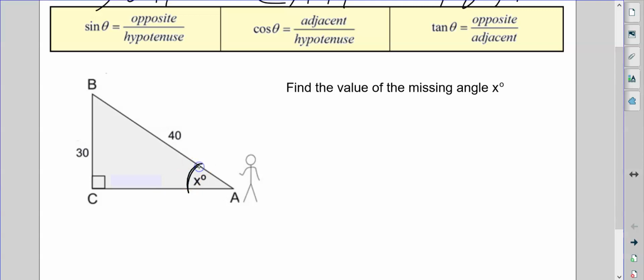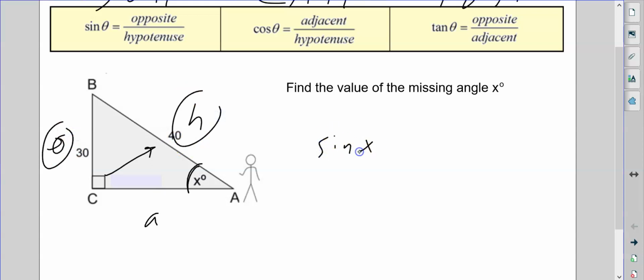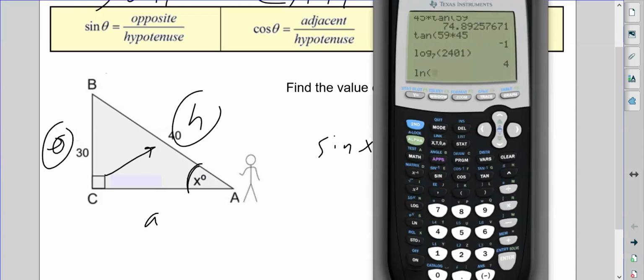So we're finding this. From here, this is our opposite side. This is our adjacent, and this is our hypotenuse, always opposite the right angle. Good thing to label these. Considering we have O and H, that is sine. Sine of something is opposite over H, which is 40.